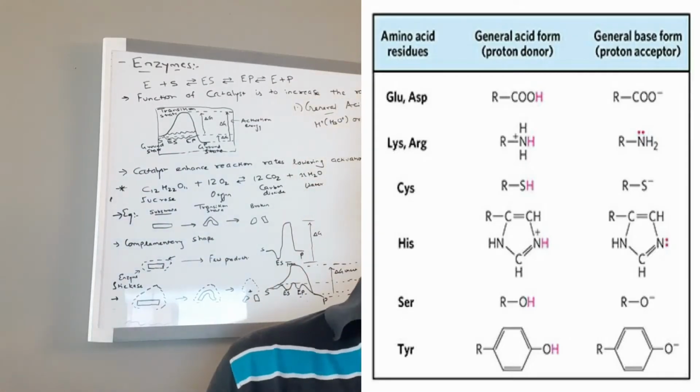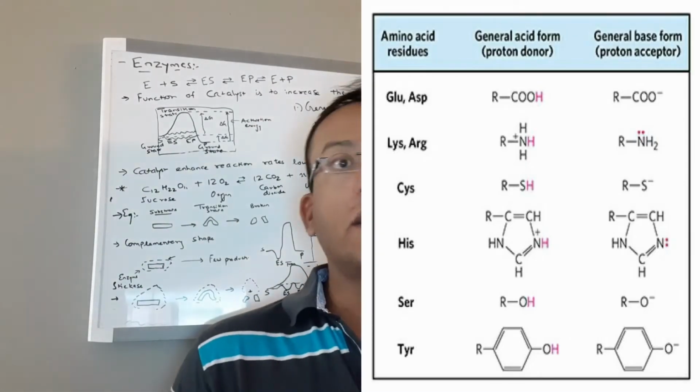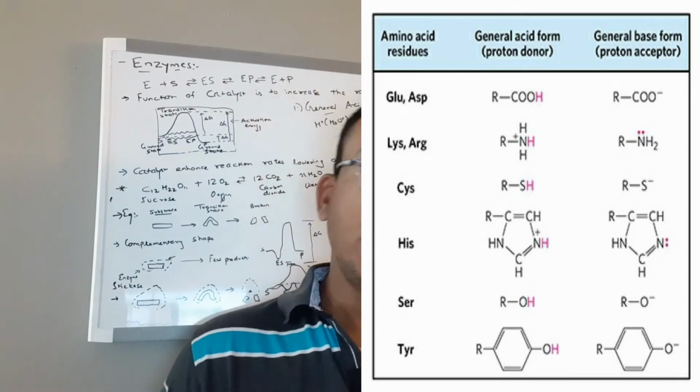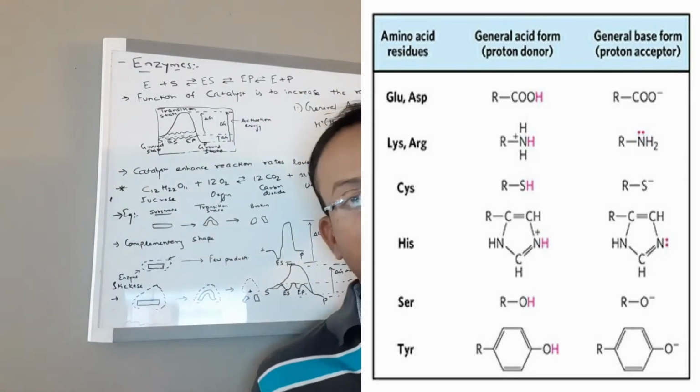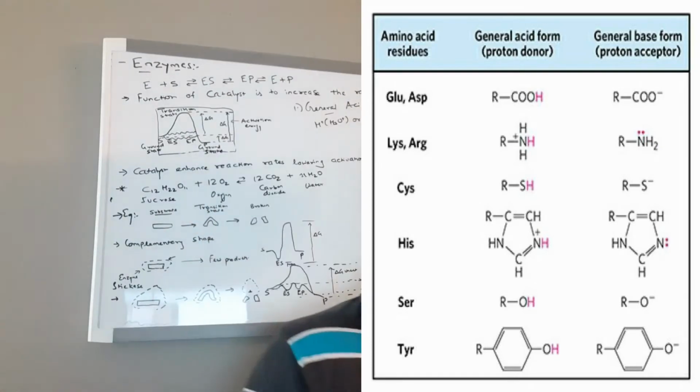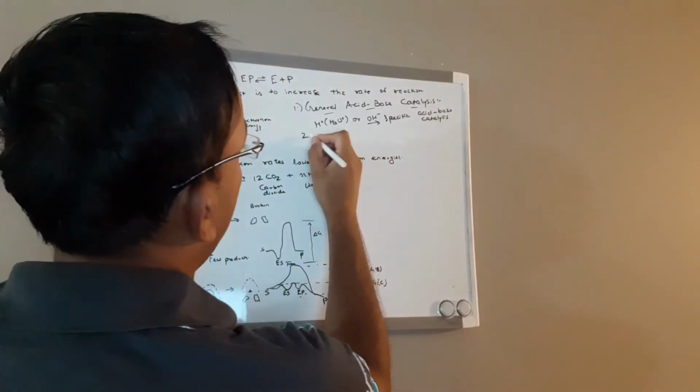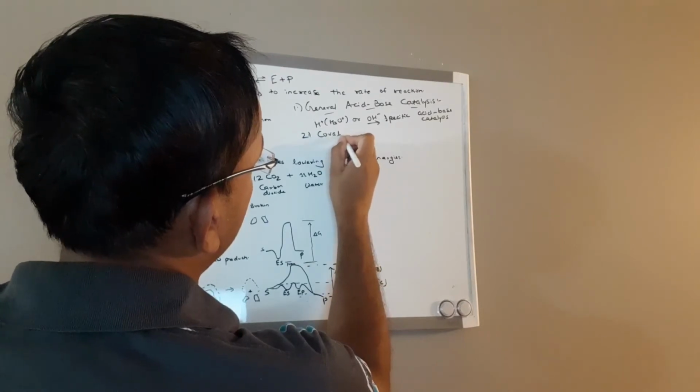Right? And on your screen, you can see the chart: the amino acid residues and the general acid forms. That's the proton donor and the proton acceptors. That's the side chain. All right, the second one was covalent catalysis.